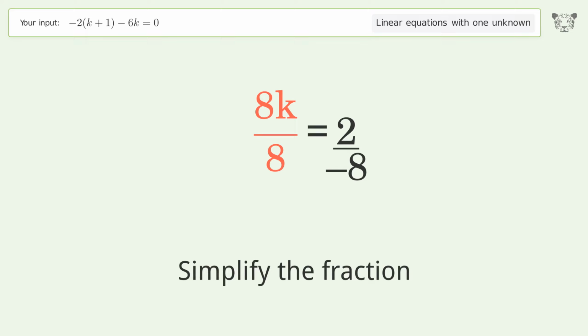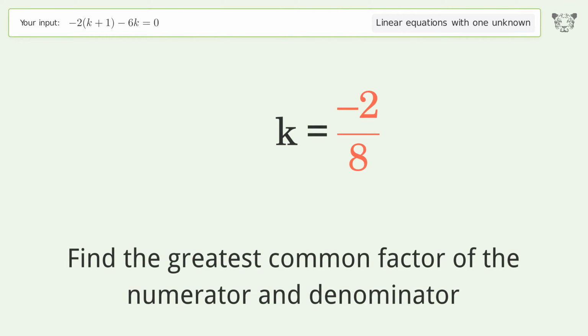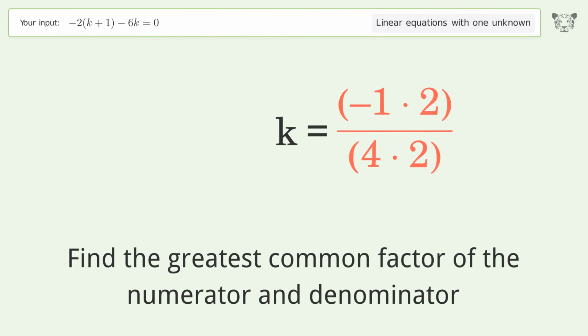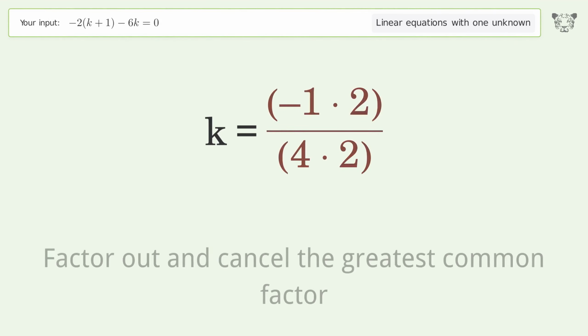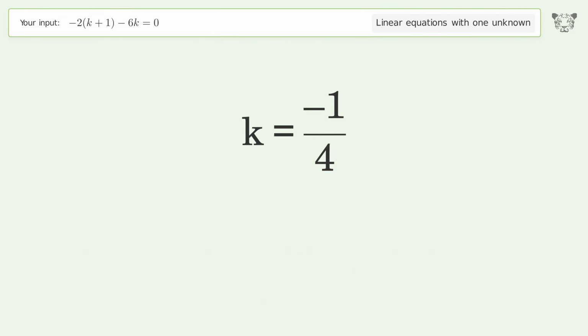Simplify the fraction. Move the negative sign from the denominator to the numerator. Find the greatest common factor of the numerator and denominator. Factor out and cancel the greatest common factor. And so the final result is k equals -1/4.